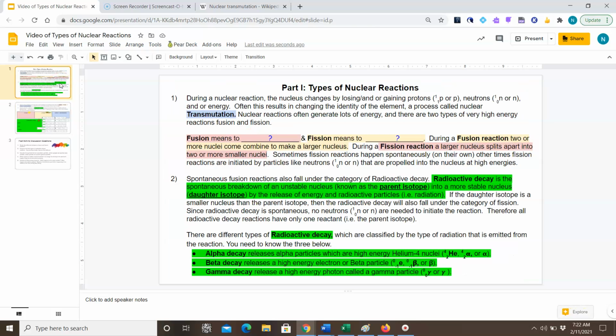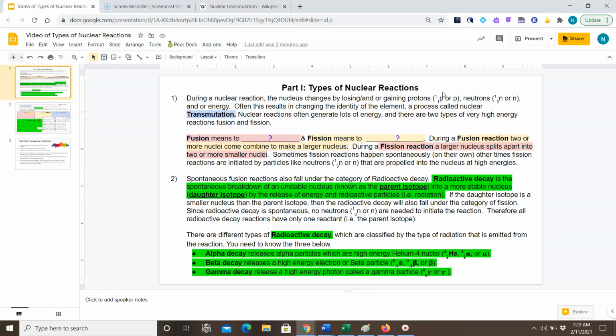So let's get started. During a nuclear reaction, the nucleus changes by losing and or gaining protons, neutrons, and or energy. Before I go on, I just want to point out the symbols for protons and neutrons, because I think this is important for you to understand. We know that in an element symbol, the top number on the left side is your mass number, and the bottom number is your atomic number. The mass number describes the mass of the atom, and the atomic number represents the number of protons inside of a nucleus. When we're dealing with particles, these numbers have similar but not the same exact meaning.